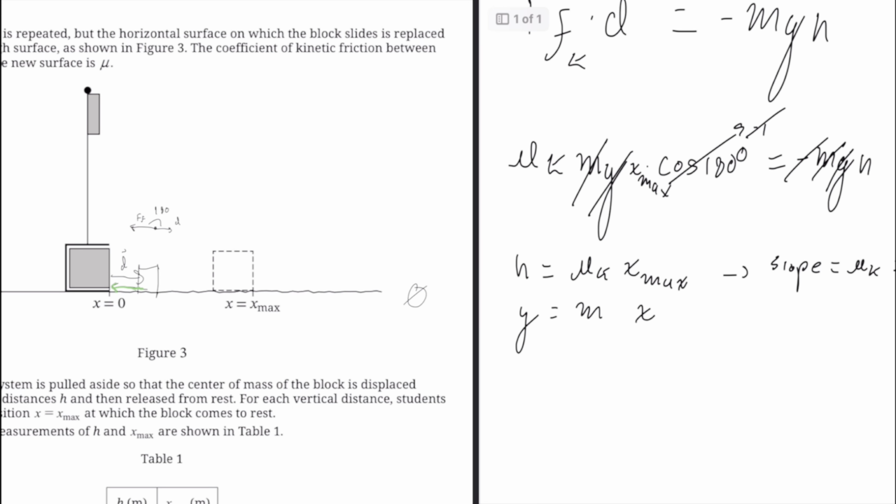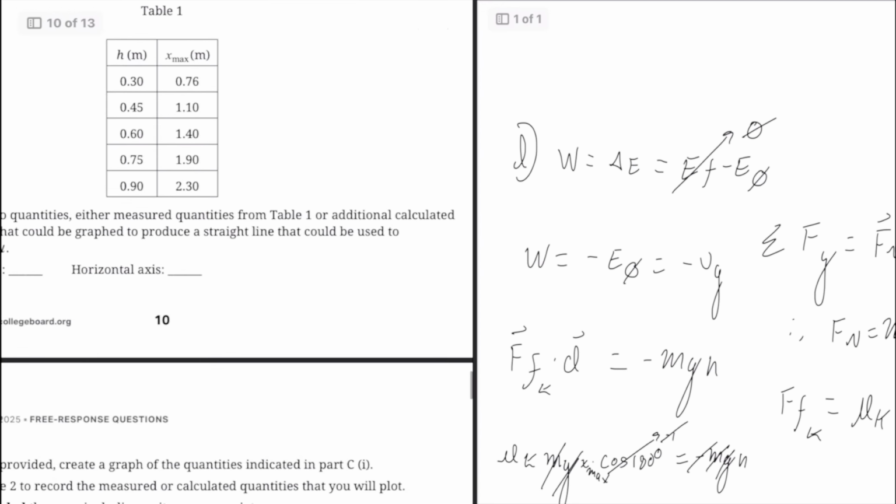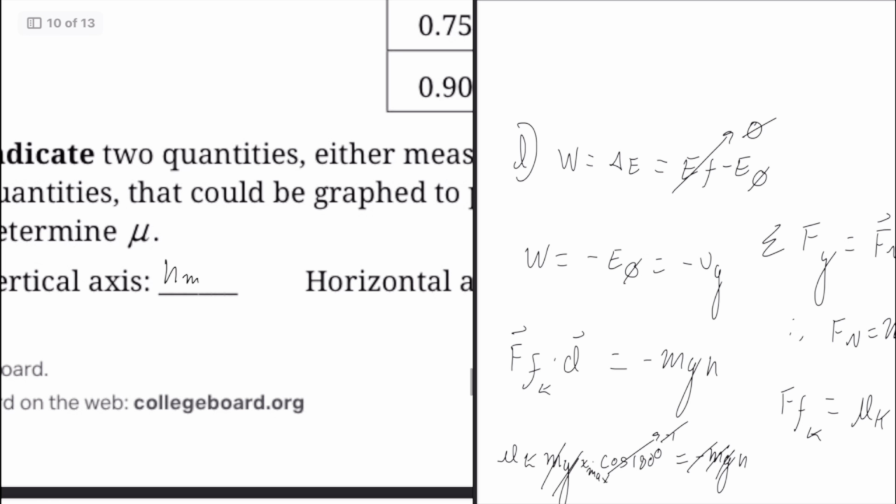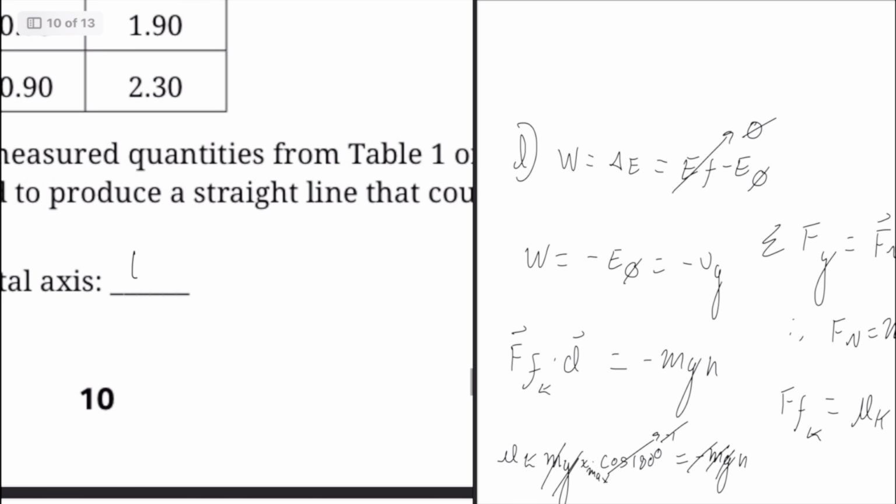So now I know what I'm going to plot. I identified my independent variable, which is the horizontal axis, and I identified my dependent variable, which is y, right, which is h. So now I know what I'm going to put in this section. I'm going to put on the vertical axis, I want h, which is measured in meters. You always got to tell them the units. And I want x max, which is measured also in meters.